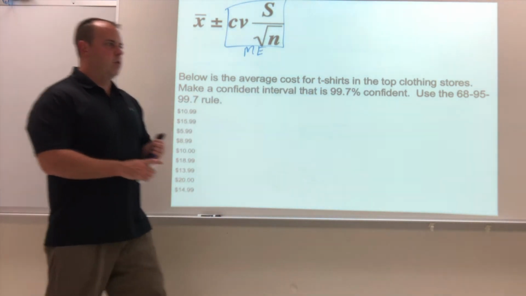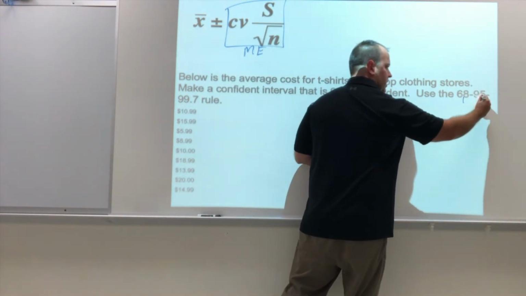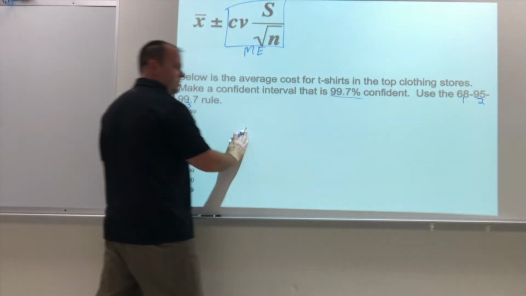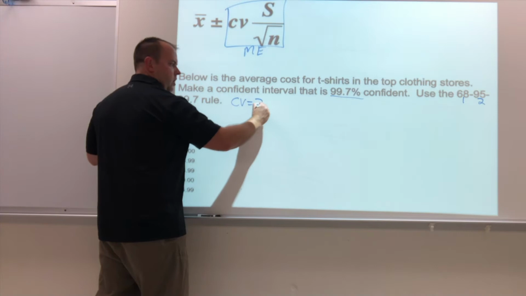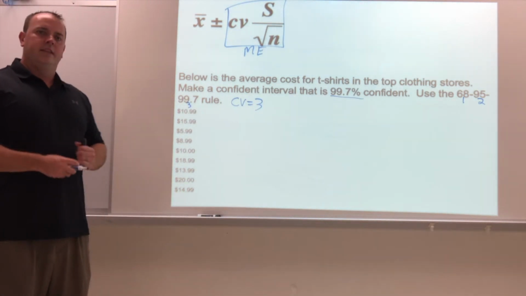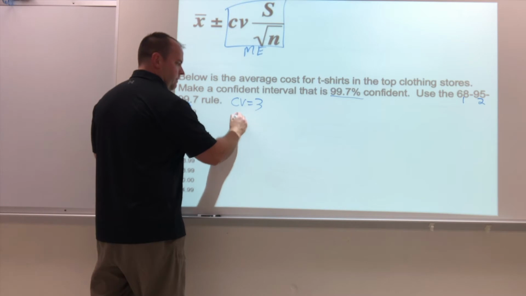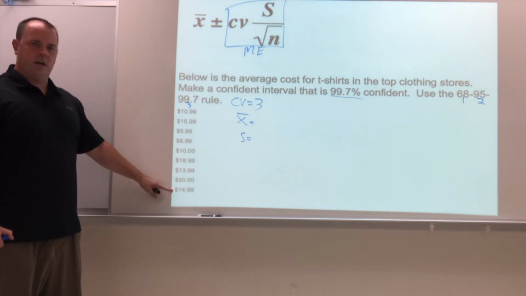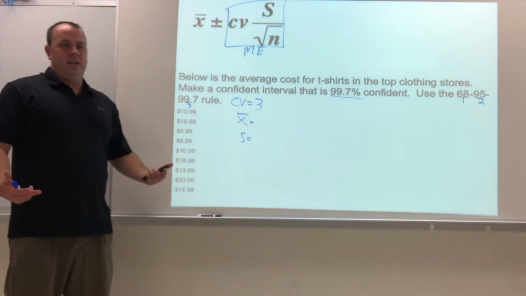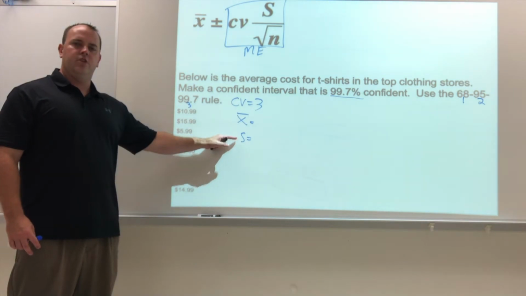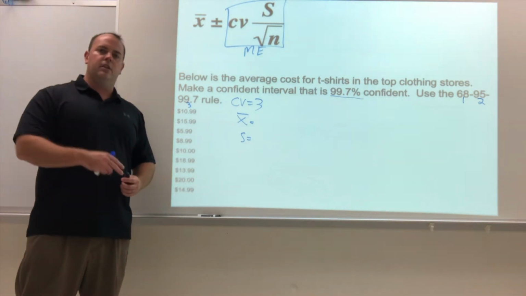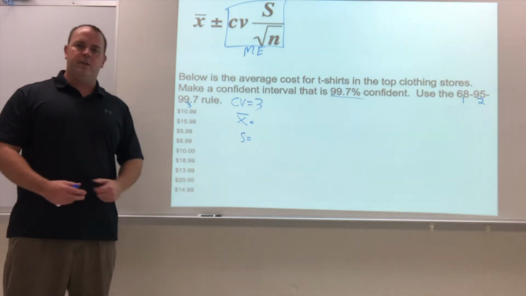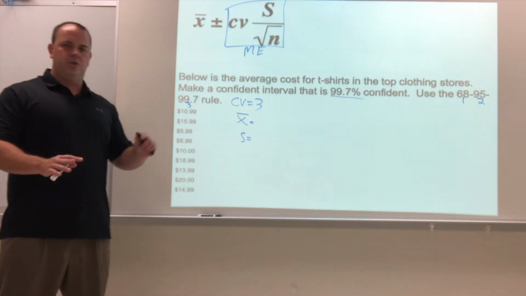Remember, for that rule, for your confidence interval, it's either 1, 2, or 3. Since it says 99.7%, our critical value is going to be 3. The other pieces you're going to need are your X bar and your standard deviation. In this case, it's giving us a list of data, and from that list you should be able to calculate the average and standard deviation. If you have a graphing calculator, enter the list and use the one-variable stats function, which will find those for you. You might want to pause and do that now.